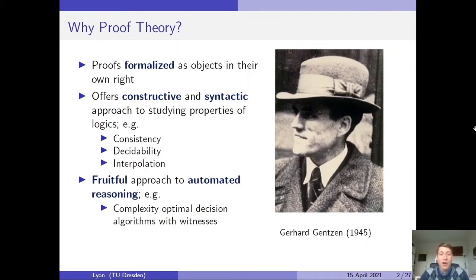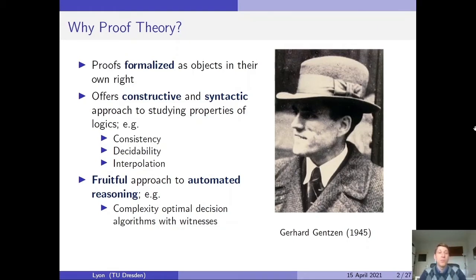And it turns out that this offers a constructive and syntax-oriented approach to showing that logics possess certain properties. For example, one can make use of the proof system of a logic to be able to show that the logic is consistent, in other words, it doesn't derive any contradictions, also to write decision procedures for the logic and determine it decidable, as well as even to extract interpolants of formulae, given that your logic has the interpolation property.